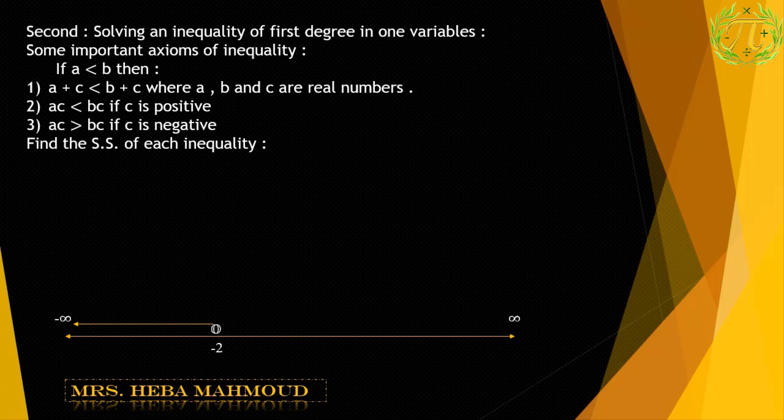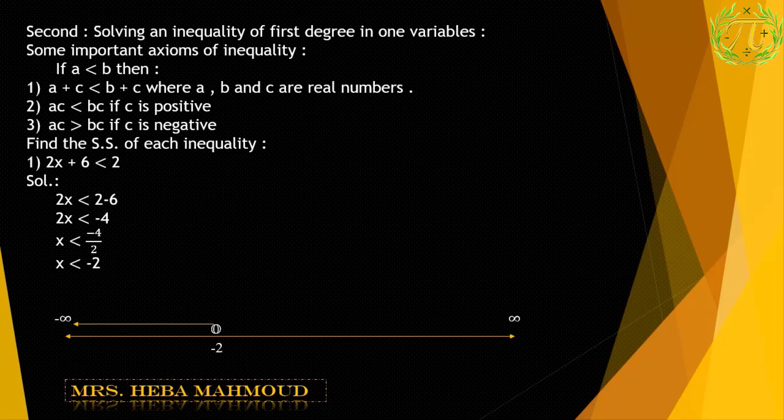Find the solution set of each inequality. Number 1: 2x + 6 is smaller than 2. Solution. We have to find the solution for this inequality like the solution of the equation. Move plus 6 to the other side by minus 6. So 2x is smaller than 2 - 6, which is -4. To find the value of x, move 2 to the other side by dividing. So x is smaller than -4 divided by 2. So x is smaller than -2.